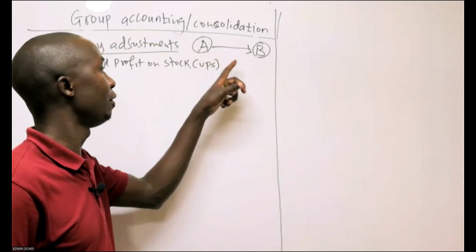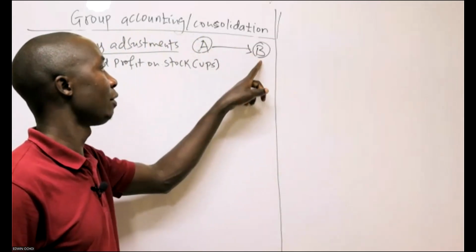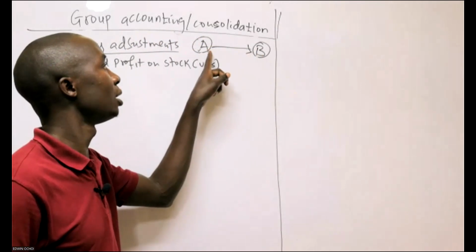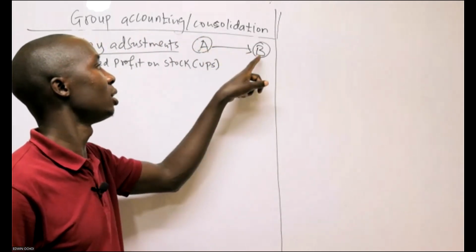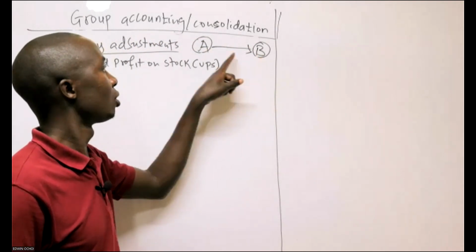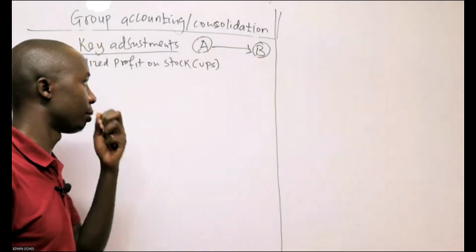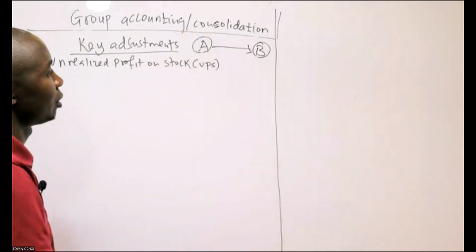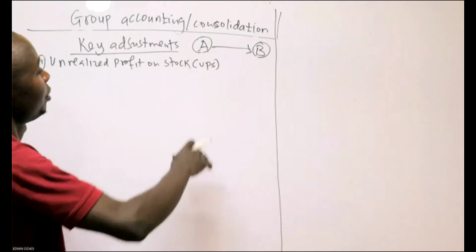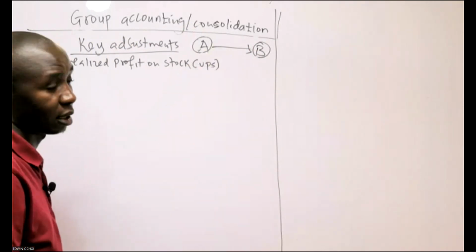So like now here, if B never resold all the goods received from A, it means that in the books of A, the profit is overstated. So we have to determine that unrealized profit so that we eliminate it in A. So the profit elimination depends on the sales stream. It can be an upstream sale or downstream sale.